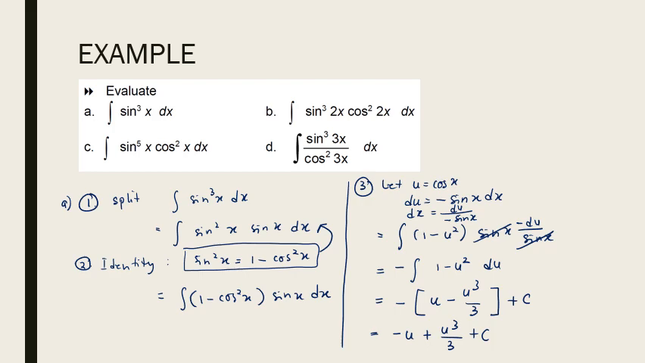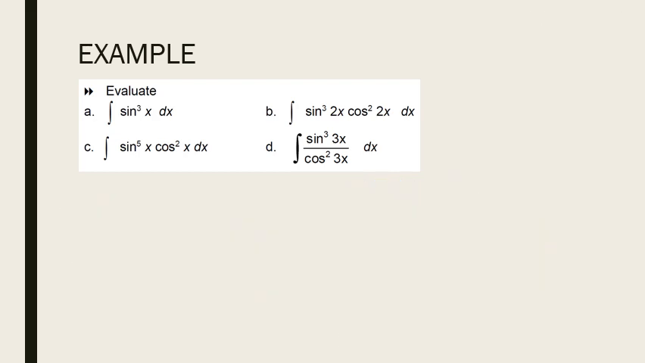Now our answer must be in x, so substitute back the substitution. I write here above, so substituting back, it becomes negative cos x plus cos cube x over 3 plus c. So this is the answer, right? Okay, next.